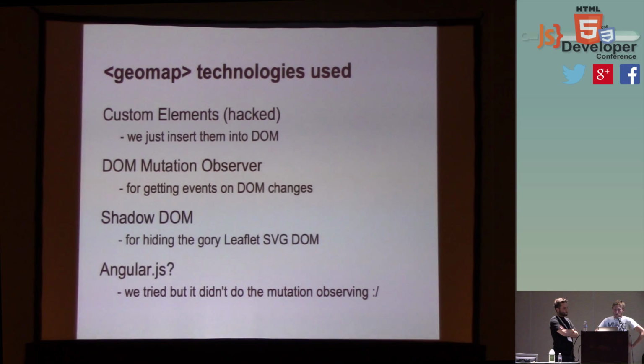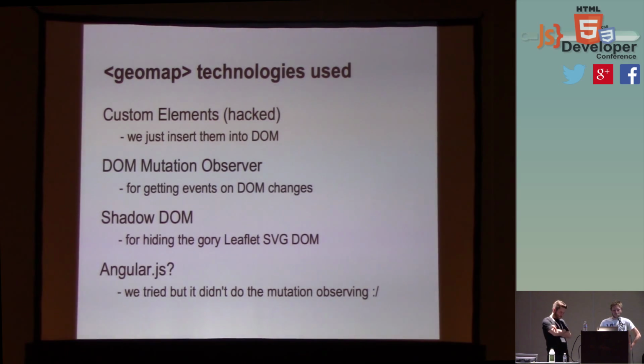It's custom elements. We just insert the marker elements into the DOM of the geomap elements, which we also just insert to the DOM, and it automatically works. And the mutation observer is for listening to the insertion events. So again, it does not make any difference if it's D3.js or yourself via the web console inserting elements. It works because we are listening to the mutation events.